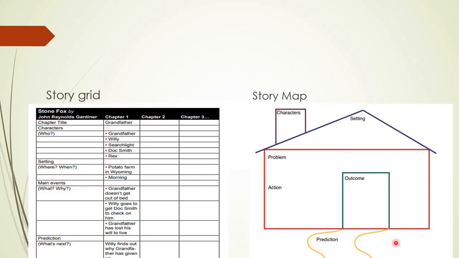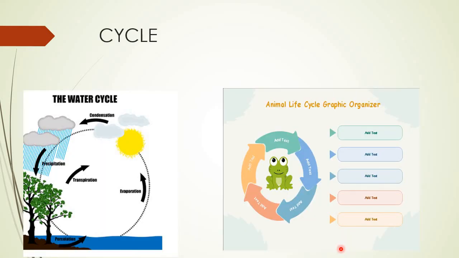So you can easily see this story map is really telling us the sequence of the story as well, because at the top you have character, and the outer part, the exit part, is representing your prediction. That's where your story ends. So this way you can very beautifully represent the information in the graphic form.